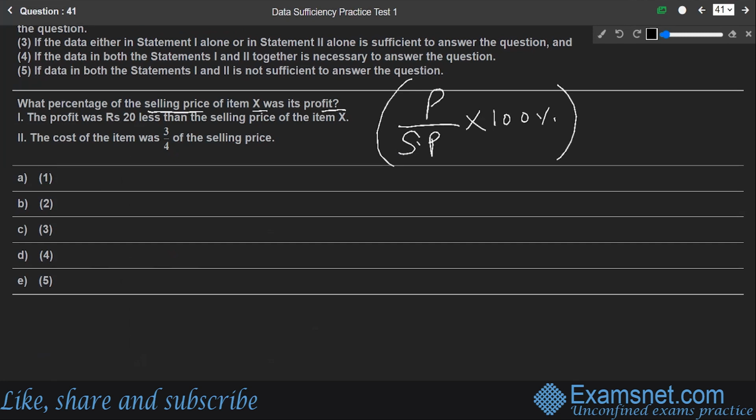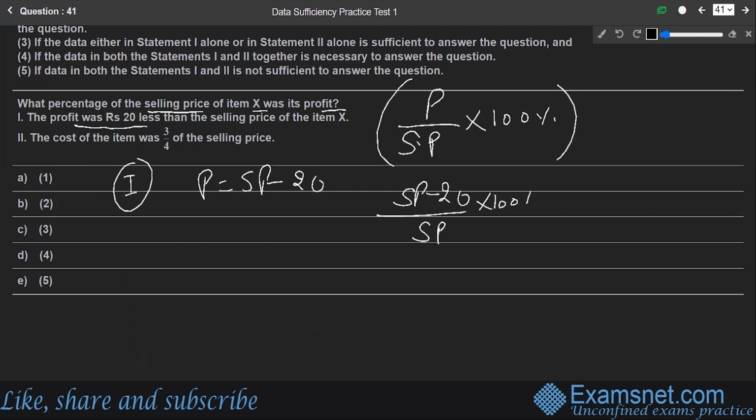Now the first statement says the profit was rupees 20 less than the selling price of the item X. Okay, the profit was 20 less than the selling price. So profit value is selling price minus 20. But we are supposed to answer P by SP. So if in place of P we write SP minus 20, and in place of SP we just write SP into 100%, can we find out the percentage?